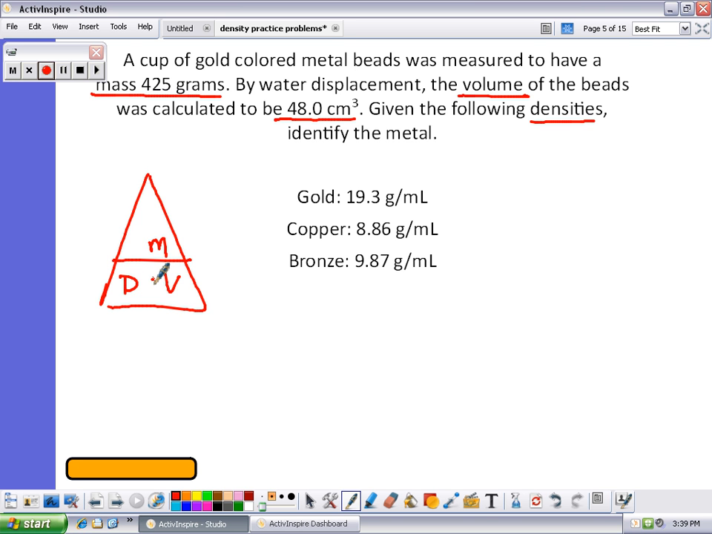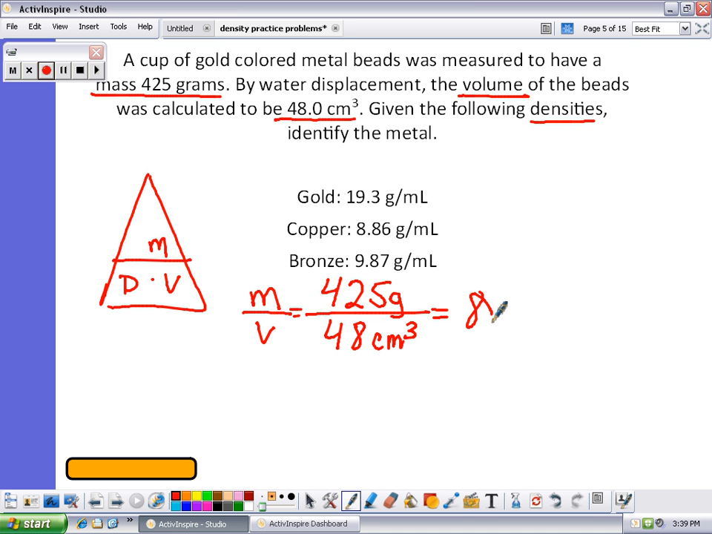So density is mass divided by volume. Our mass, 425 grams, divided by your volume, 48 cubic centimeters. So that gives us an answer of 8.86 grams per cubic centimeter.